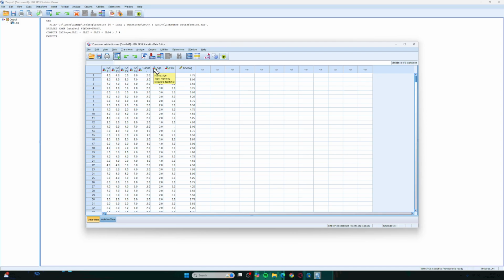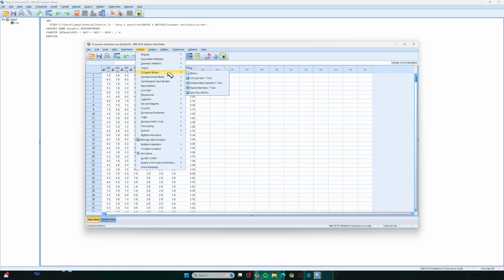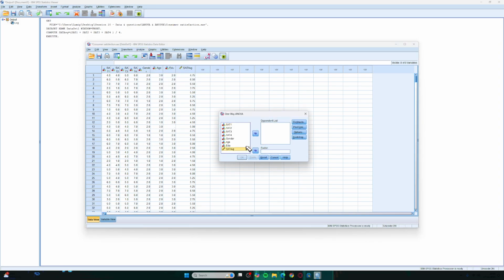First, does satisfaction vary due to the customer's gender? How do we analyze that? Okay, we'll go to analyze. We'll choose compare means and pick one-way ANOVA. On our dependent list, we'll put our previously calculated SAT average because we're trying to figure out whether each factor affects this. So the first factor should be gender. Put gender into our factor box right here.